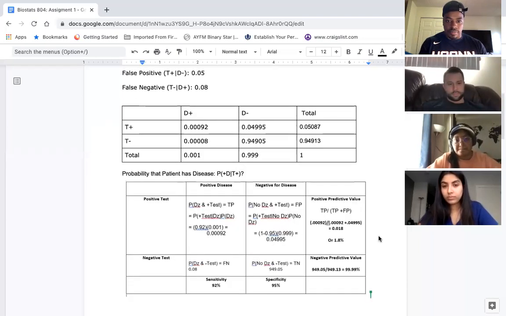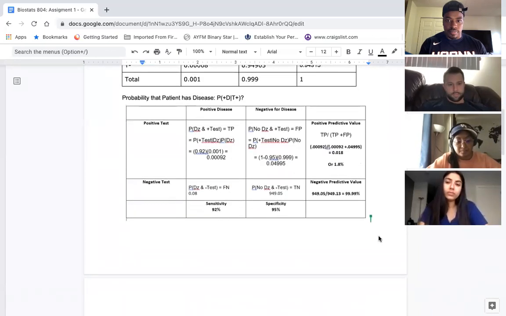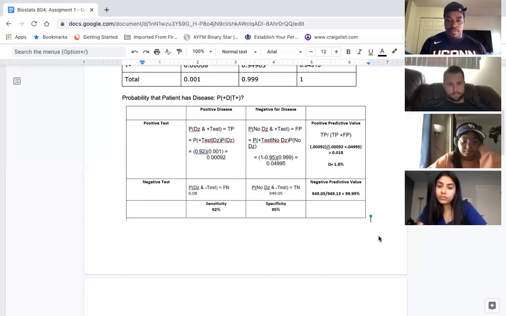So what is the probability that the patient has the disease and also has a positive test? This is also known as the positive predictive value. To find this, we would take the total positives over the total positives plus the false positives. So that would be 0.00092 over 0.00092 plus 0.04995, giving us an answer of 0.018 or 1.8%.